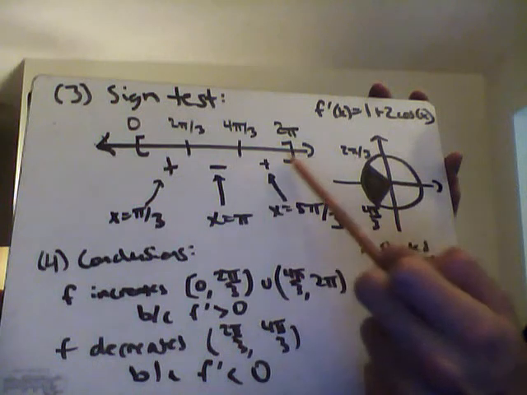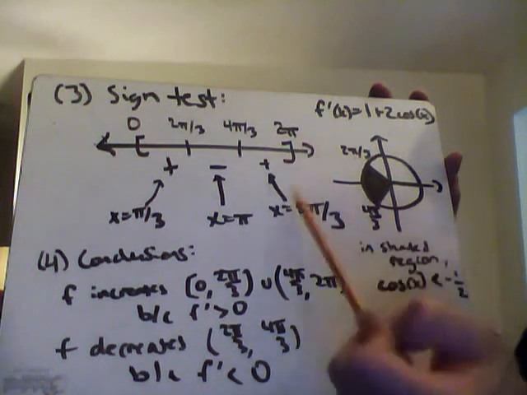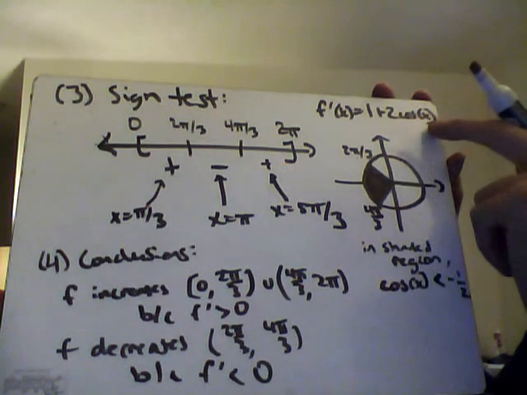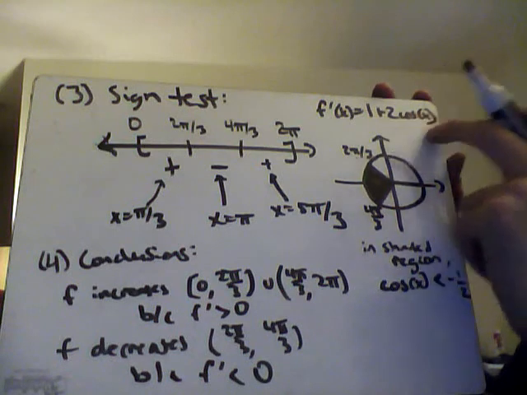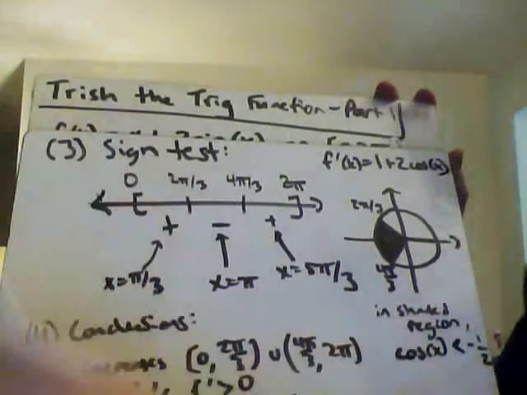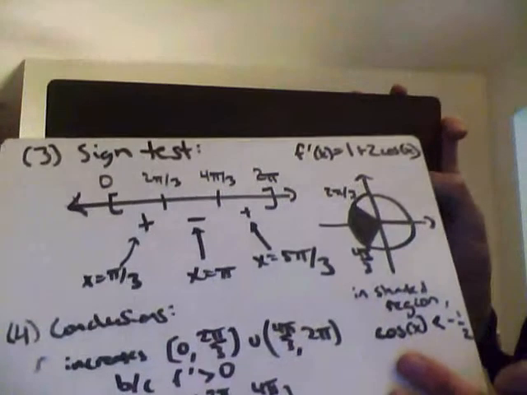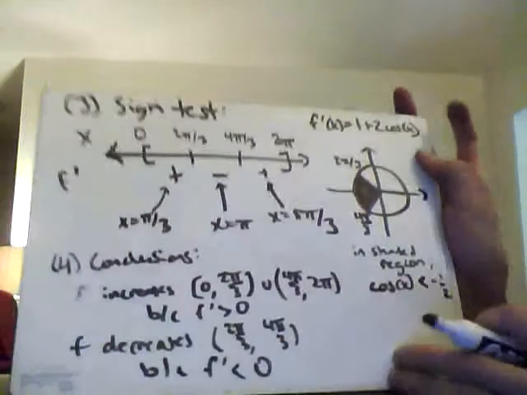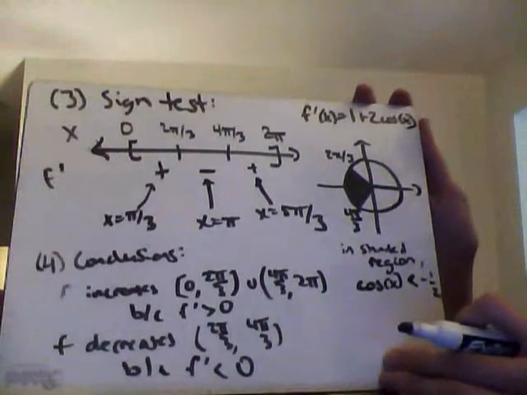And between 4 pi over 3 and 2 pi, you might be able to test x is equal to 5 pi over 3. Alright, when we work that out, we end up with 2 cosine of 5 pi over 3, which is 2 times 1/2, or 1. 1 plus 1 is 2. That's a positive number. Remember, as we're being careful on this, to label your sign test. I put that on there just to see if you were paying attention.